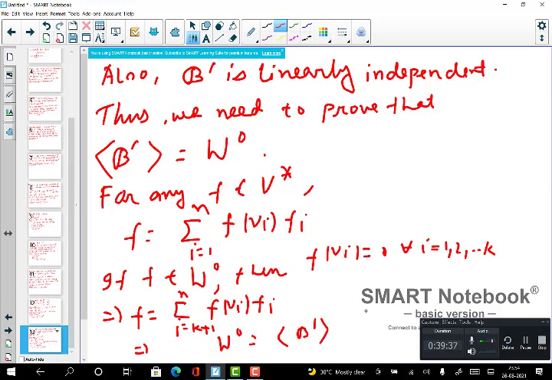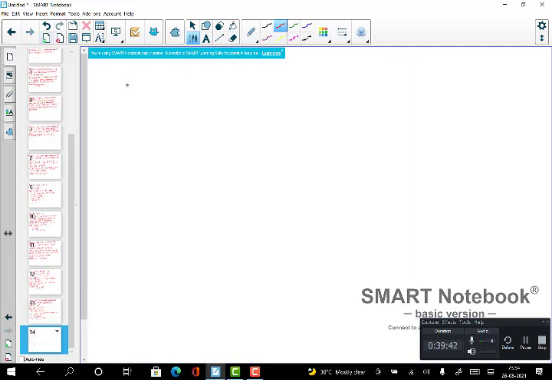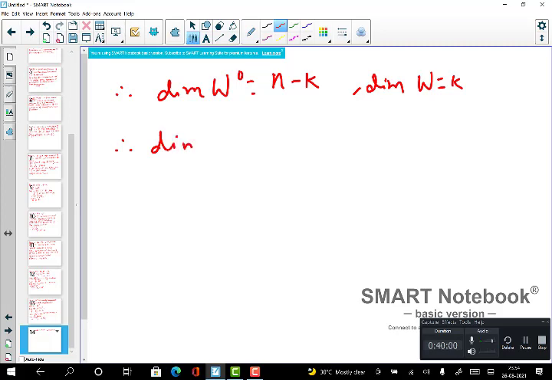So that means the dimension of W naught is exactly n minus k. And we also have the dimension of W equal to k, we already started with that. So thus the dimension of W plus the dimension of W naught equals the dimension of V.